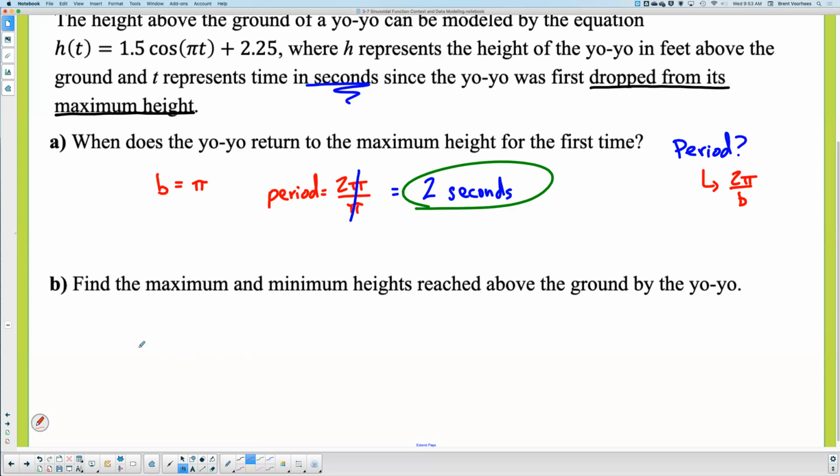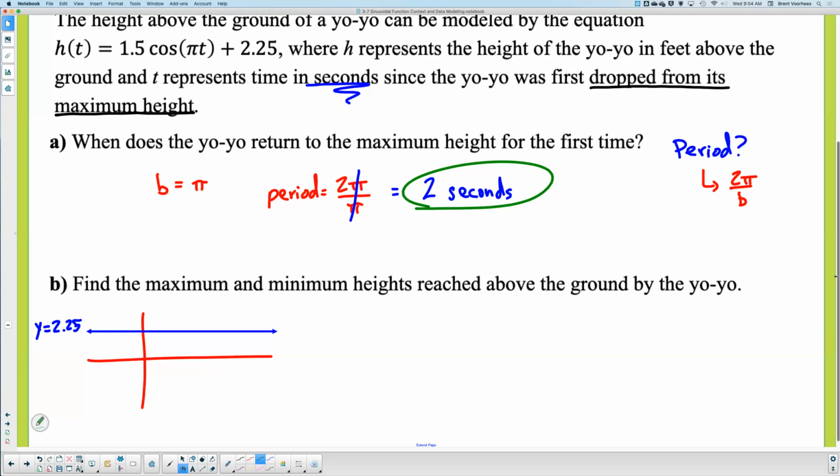How about this? If you were going to graph it, where would the midline be? Where would the middle of the yo-yo be? 2.25. All right. So if this is the midline, that is y equals 2.25. From here, how can we figure out what the maximum is and the minimum?